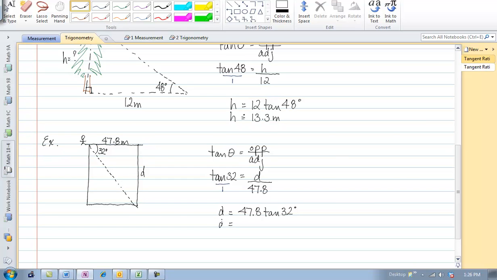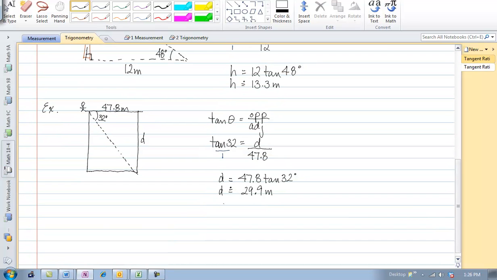If we enter that into our calculators as is, then we can see that the depth of the canyon should be approximately 29.9 meters. And we'll put that approximate symbol on, indicating that we have rounded our answer.